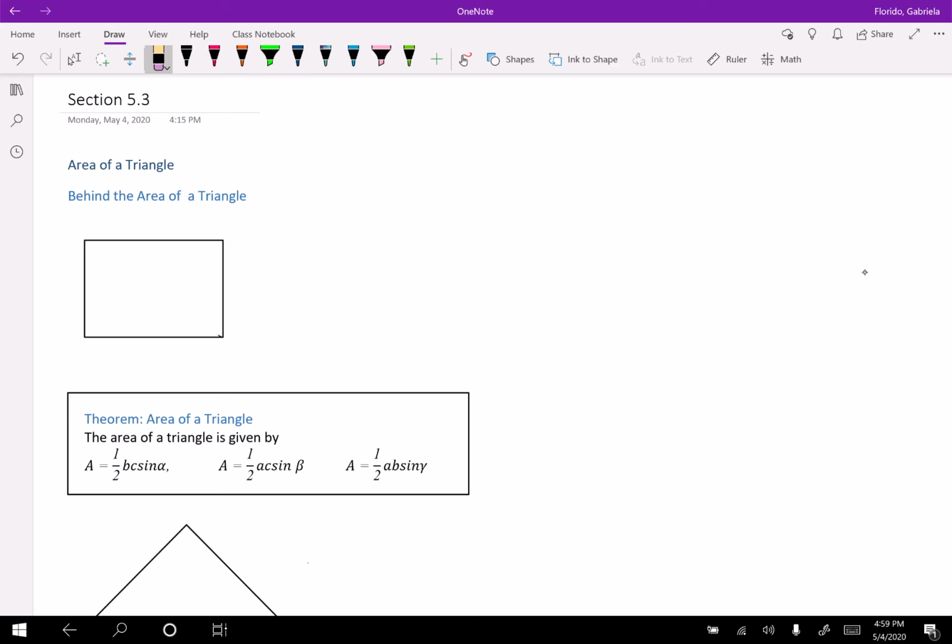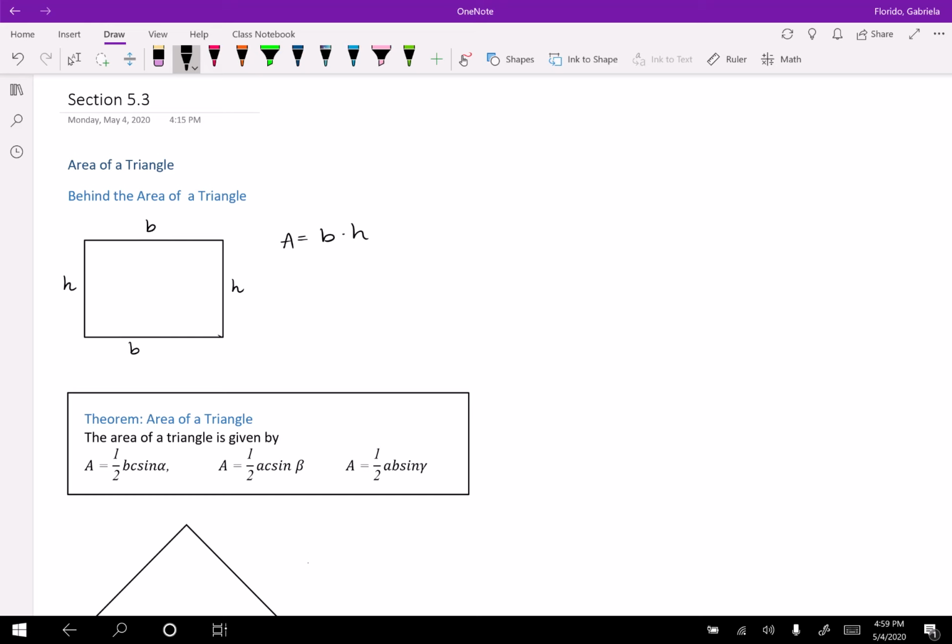So here I have a rectangle. The area of a rectangle is equal to the base times the height. So down here's my base, and this is my height. And so up here is also the base. This is also my height. And so again, we're gonna find the area of a triangle by using the area of a rectangle.